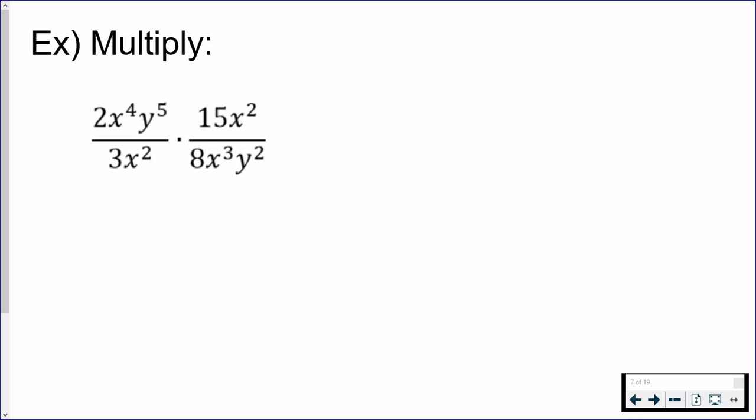So if you decide to multiply straight across, I'm going to start with my coefficients. So in the numerator, I would do 2 times 15. In the denominator, I would do 3 times 8. So we get 30 over 24. Now I'm going to move on to my variables and my exponents. So in the numerator, I have x to the fourth times x squared. You always add your exponents. So 4 plus 2 would give me 6. In the denominator, I have x squared times x to the third. Adding my exponents would give me 5.